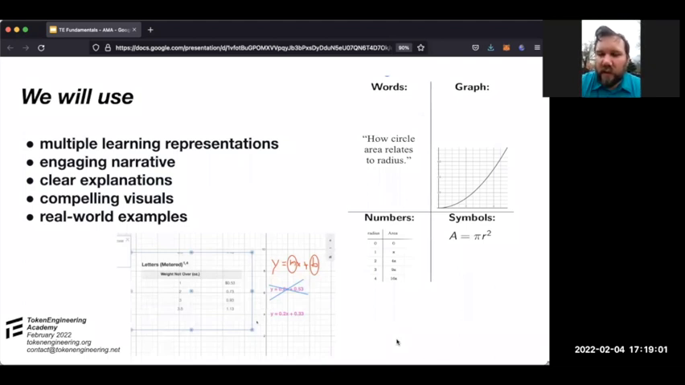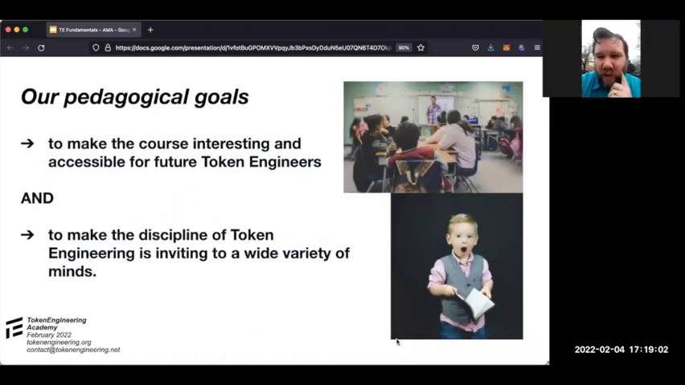And then on the next slide, our goals are to make this a broadly accessible course so that the TE community doesn't exclude anyone who has the potential to make contributions. And I'm excited to see what this will pay off with in the future.